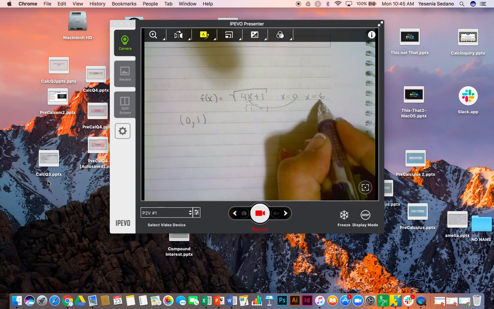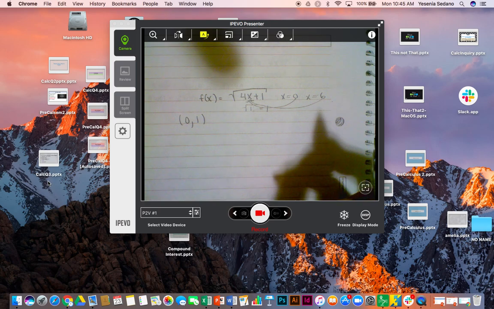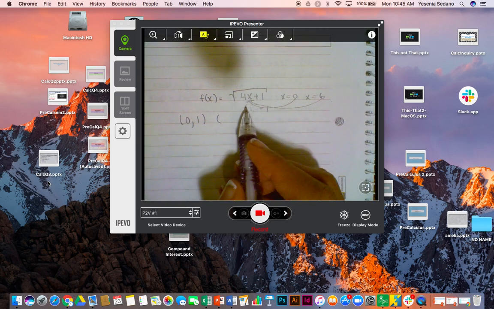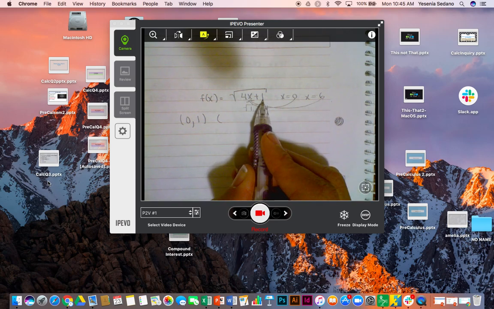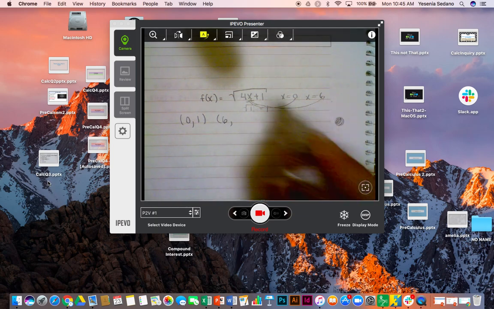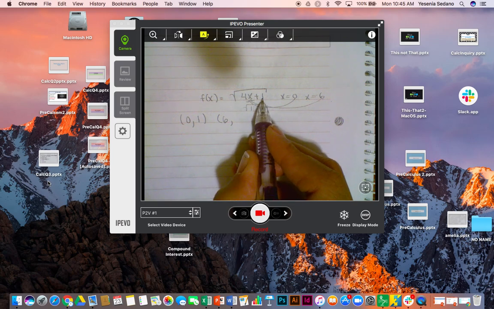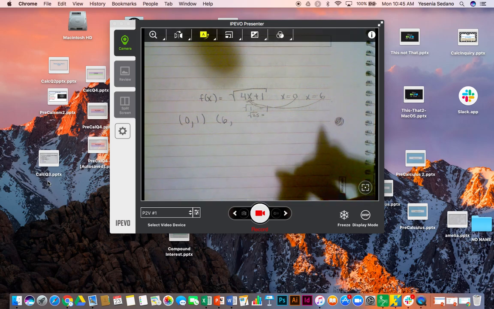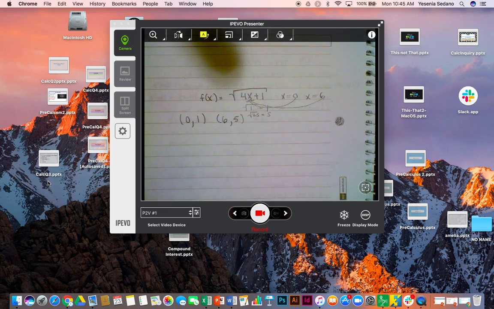Now to get our second one, we have to plug in 6, and I'm kind of hoping it's going to be a nice number, a nice square root. I don't want to deal with decimals. Okay, so 4 times 6 is 24, plus 1. Yes, it's a nice number. By the way, we're plugging in 6. 4 times 6 is 24, plus 1 is 25. And then what we got to do is take the square root of 25, and that's 5. Yay, we got some nice numbers here.